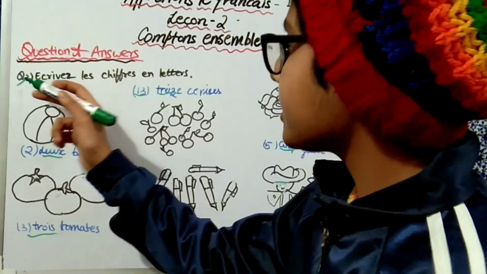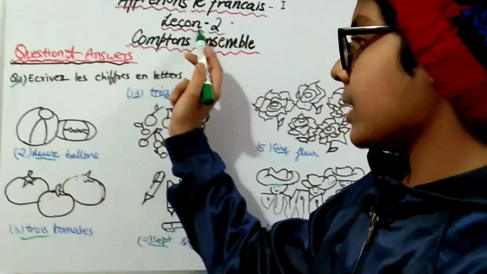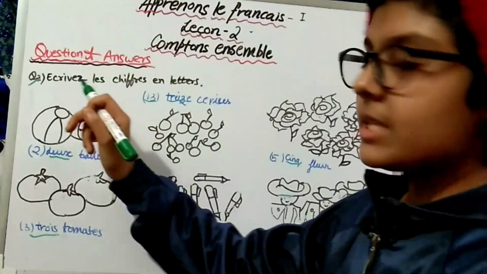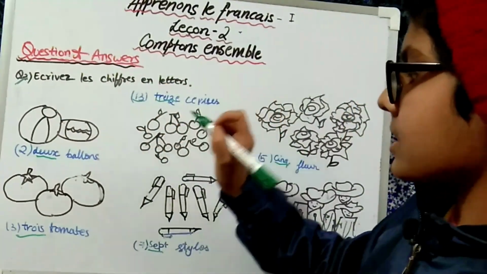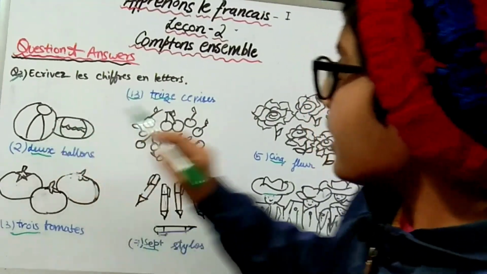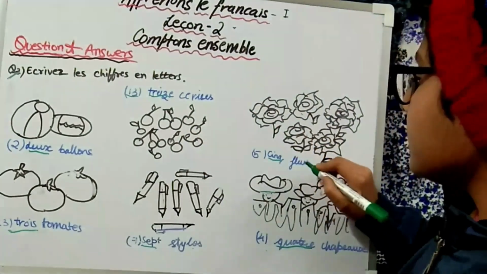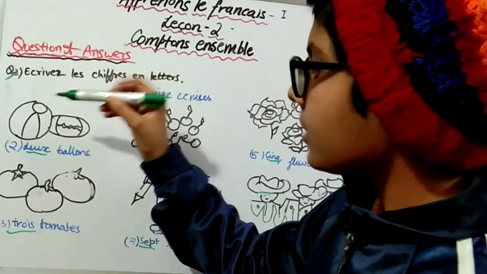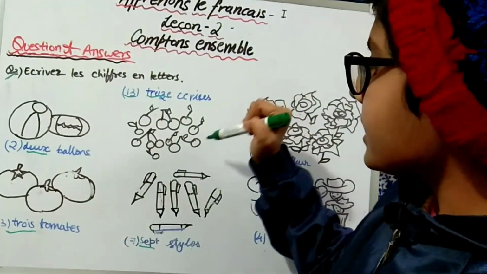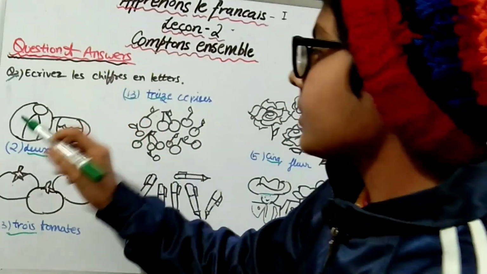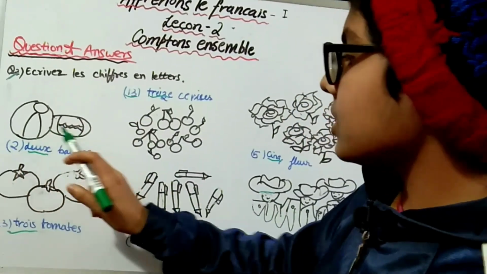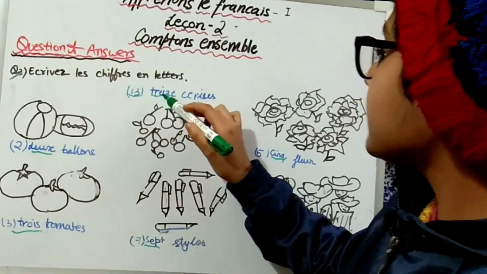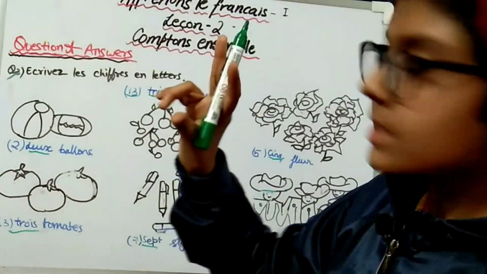Here we are at question number 2 of the question answers of lesson 2, and that is écrivez les chiffres en lettres, which means write the numbers in letters. So here, whatever I have underlined in green are the numbers, and I have written them in letters, and they were not there. We need to see the image and understand how many there are. So the first one, we have 2 balls here, so 2 ballons. Then we have the second one as 13 cerises, which means 13 cherries.